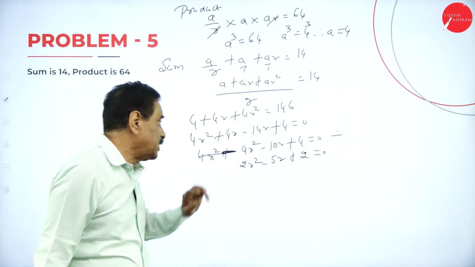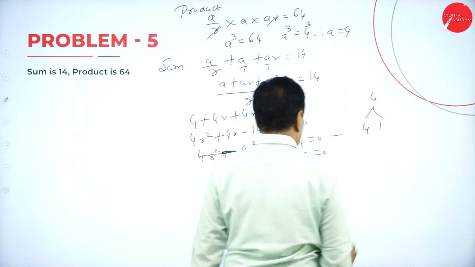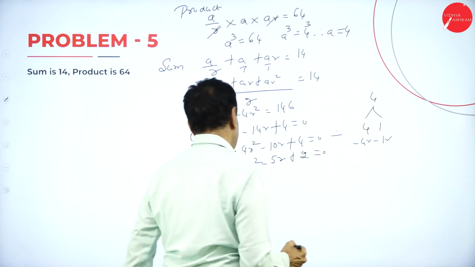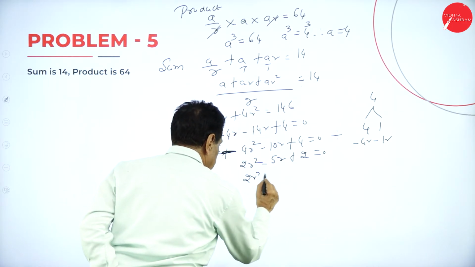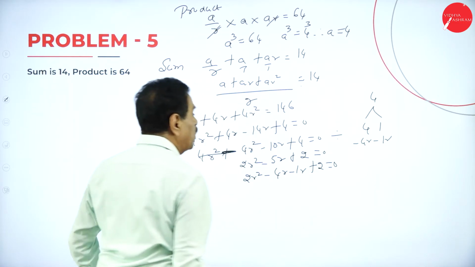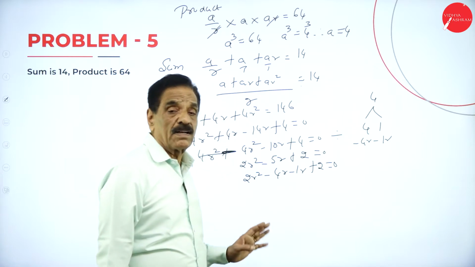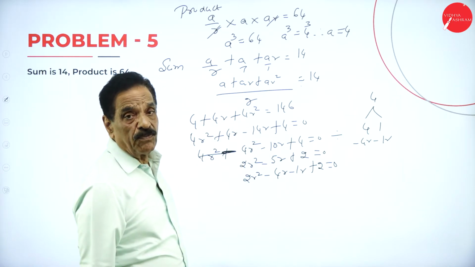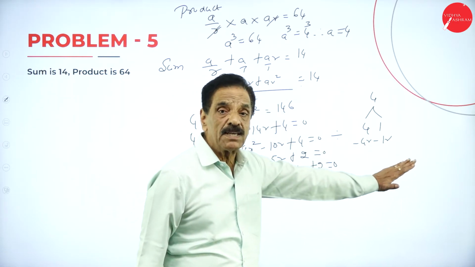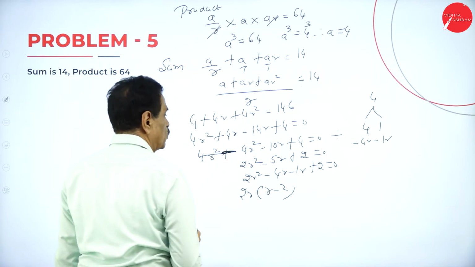Two twos are four, so four is there. Four ones are four; four plus one is five. Minus, minus 4R, minus 1R. So 2R square minus 4R minus 1R plus 2. When you multiply, you must get 4R square; when you add or deduct, you must get the 5R. So minus 4 minus 1 is minus 5, and minus into minus is plus. 2R common, R minus 2.